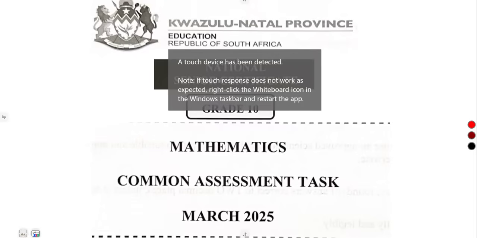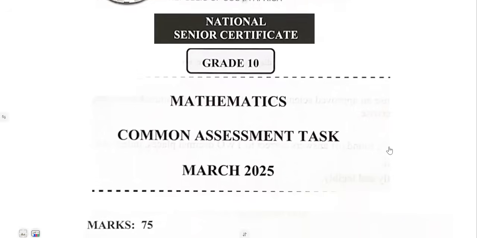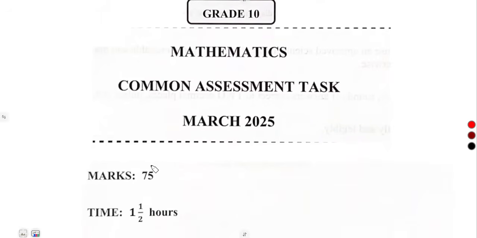All right. We are going to consider this one as a revision. That was the March 2025 test, which was written as a common assessment task for KZN province. So we were given this: 75 marks and 1.5 hours. So you must consider that when you're attempting your questions.